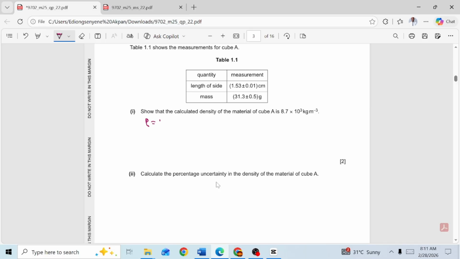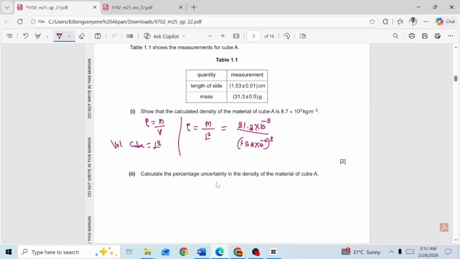Density equals mass over volume. Here, the volume of a cube is length cubed. That means density will be mass over length cubed, which will give us 31.3 times 10 raised to the power of minus 3 divided by 1.53 times 10 raised to the power of minus 2, all cubed.